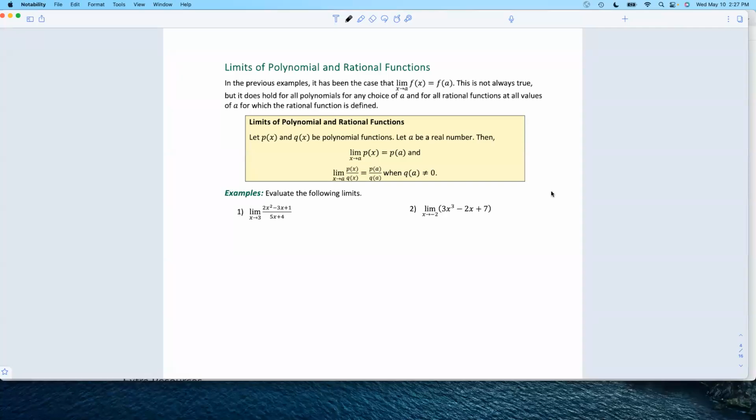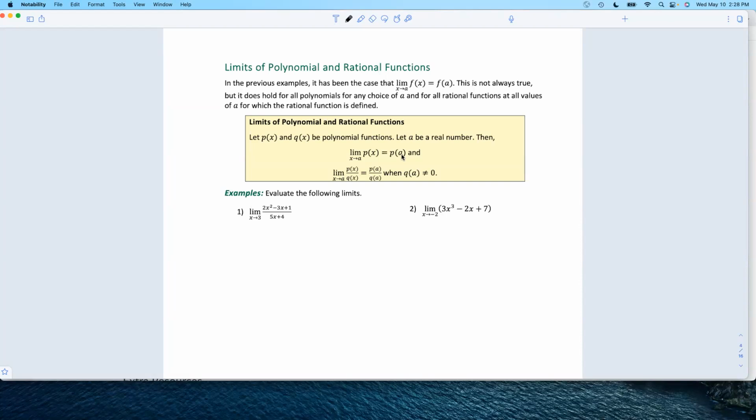Okay, so in that last one, what you may have noticed is at the end of the day, we just end up plugging in the value. That's true for any continuous function. I know we don't know what that means yet, but I'm giving you some foreshadowing. If your function is continuous, then the limit as x approaches a of some function is just that function evaluated at a. Polynomial functions are continuous everywhere for all real numbers.